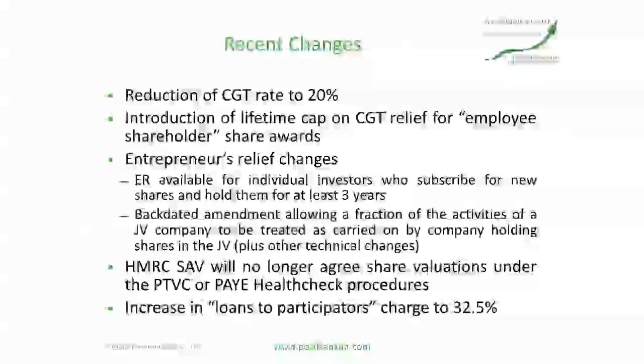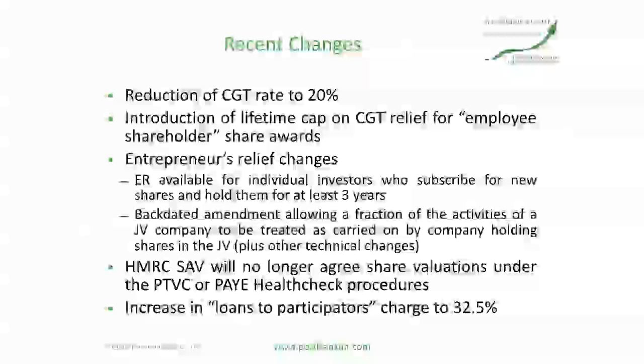If that loan is not repaid by 9 months from the end of the company's accounting period, there is a tax charge to HMRC, and it is refundable if and when the loan is repaid. But that has, for example, caused difficulties, in that it's not realistic for a closed company to provide an employee benefit trust with loan funding. That's now increased. That's a fairly technical change, but worth being aware of.